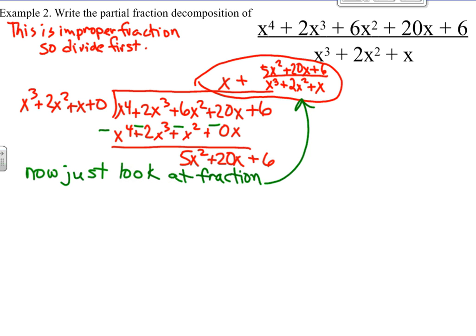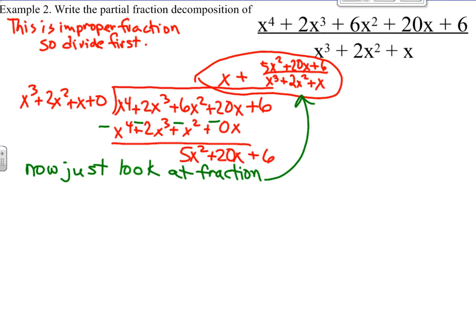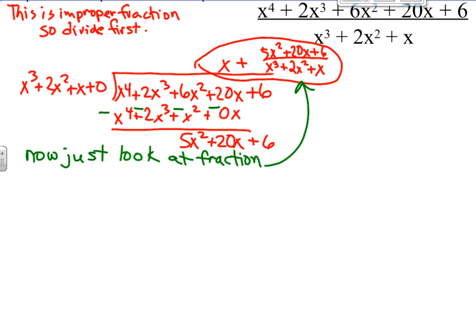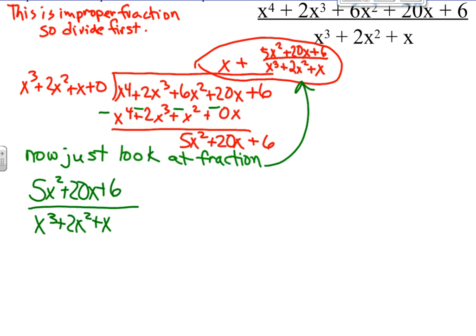To get those partial fractions, I have to remember the x for the very end. You guys are going to help me remember the x for the very end. So my first thing is, and I'll just rewrite it here, 5x squared plus 20x plus 6 over x to the 3rd plus 2x squared plus x. My first thing is to factor the denominator.